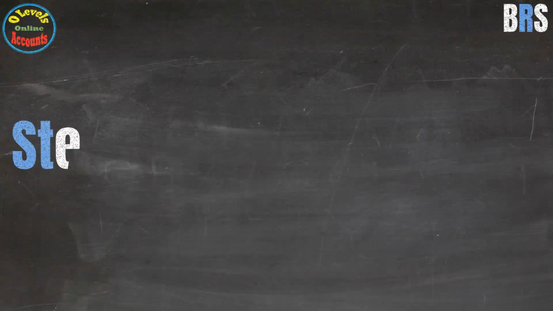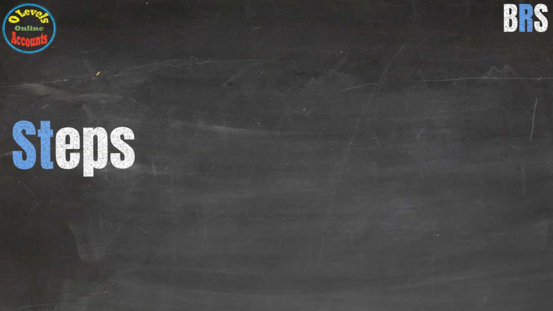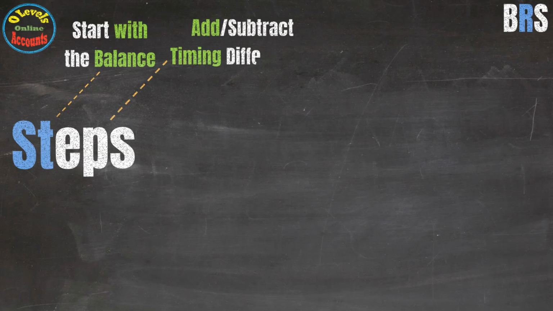In this slide, we will discuss the steps involved to prepare the bank reconciliation statement one by one. The first step is, start with the balance. Begin with the balance as per the cash book or the bank statement. Normally, we will start with the balance as per the cash book for the reconciliation. The second step is, add or subtract timing differences. Add uncredited deposits. These are deposits recorded in the cash book but not yet credited by the bank. Subtract unpresented checks. These are checks issued by the business but not yet presented for payment. These actions are required to clear the difference between a cash book and the bank statement.